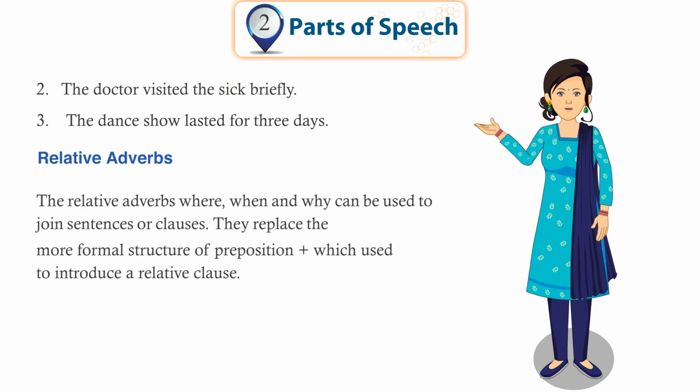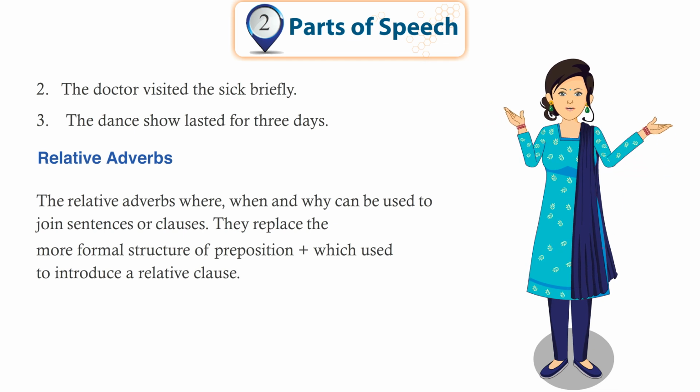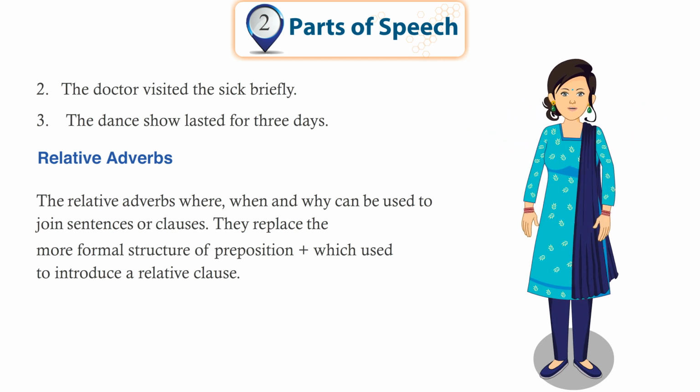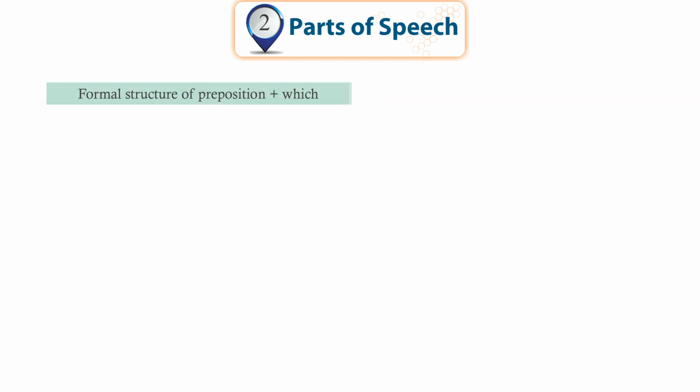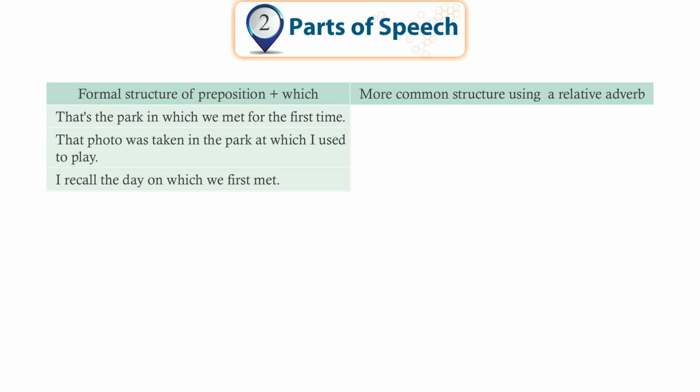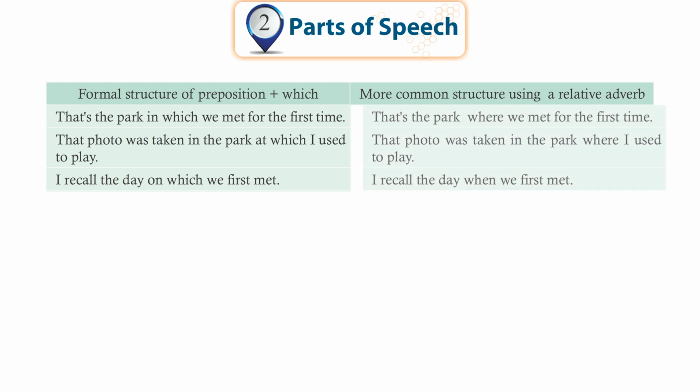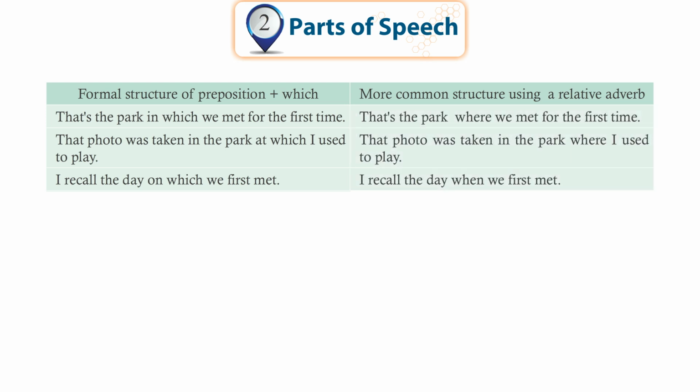Relative adverbs. The relative adverbs where, when, and why can be used to join sentences or clauses. They replace the more formal structure of preposition plus which used to introduce a relative clause. Formal structure of preposition plus which, and the more common structure using a relative adverb. That's the park in which we met for the first time. That's the park where we met for the first time. That photo was taken in the park at which I used to play. That photo was taken in the park when I used to play.